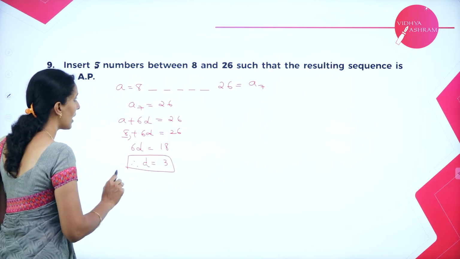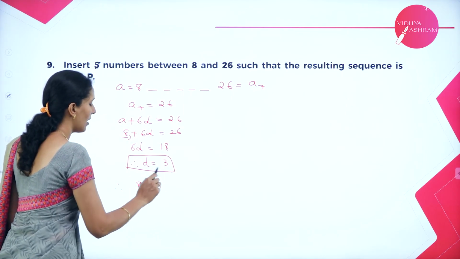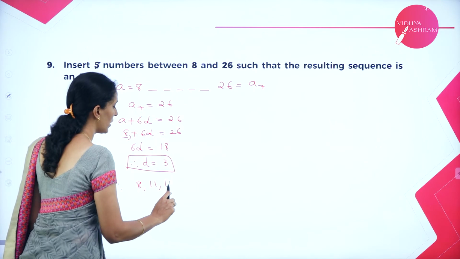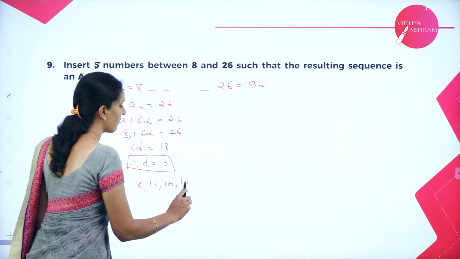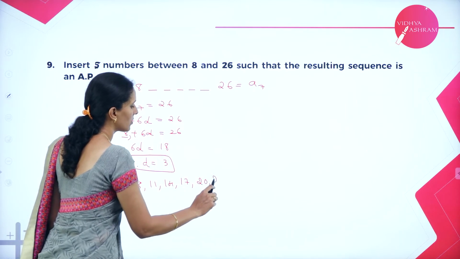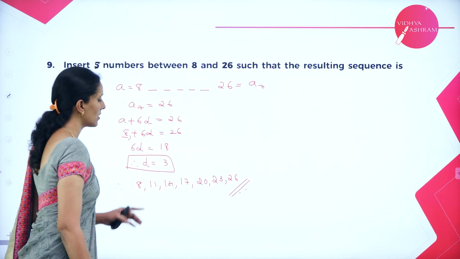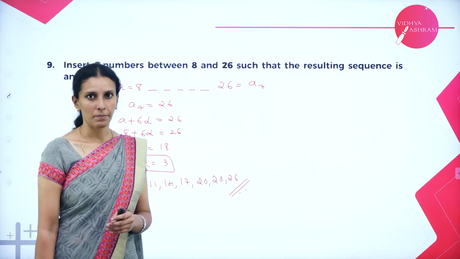So therefore the numbers are 8. 8 plus 3, 11. 11 plus 3, 14. 14 plus 3, 17. 17 plus 3, 20. 20 plus 3, 23. And the last term is 26. So this is the resulting AP.